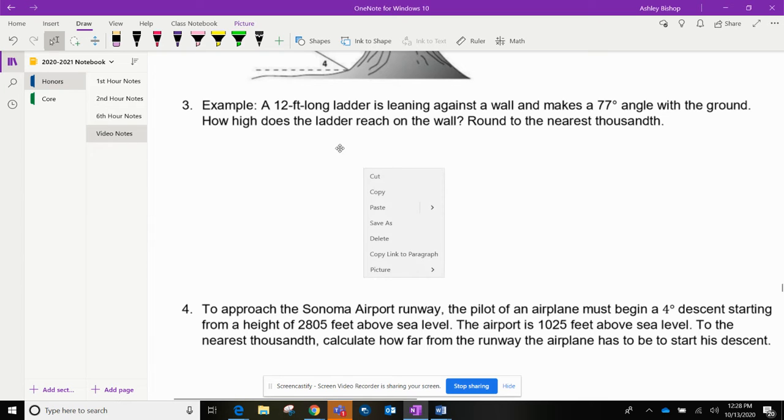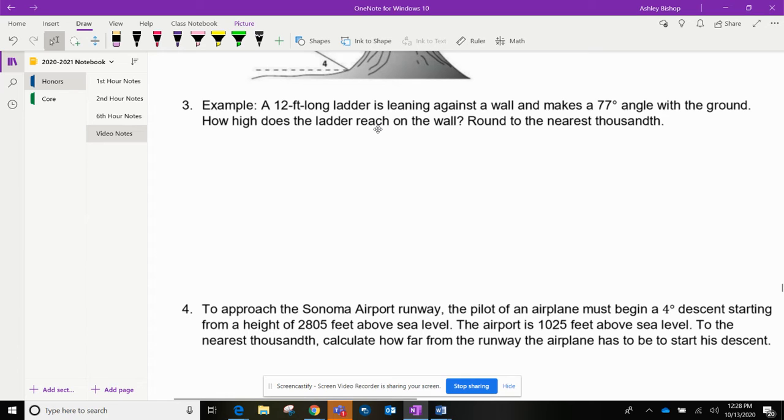And so we are going to start with this question here, and it says a 12-foot long ladder is leaning against a wall and makes a 77-degree angle with the ground. How high does the ladder reach on the wall?